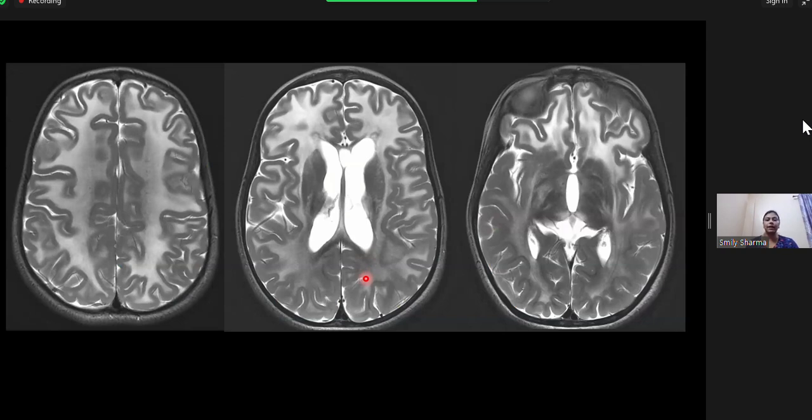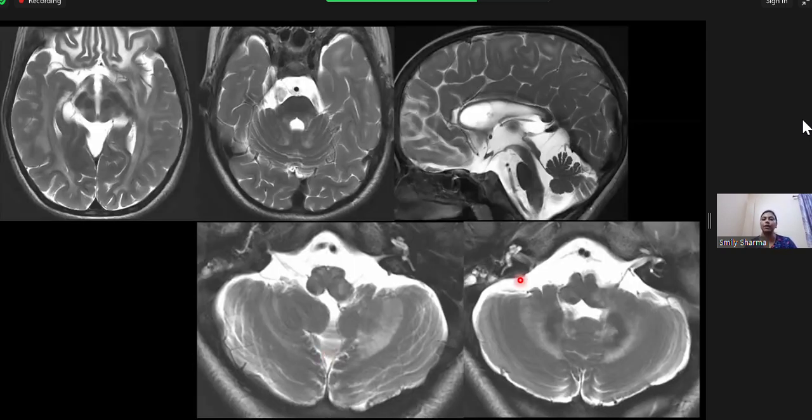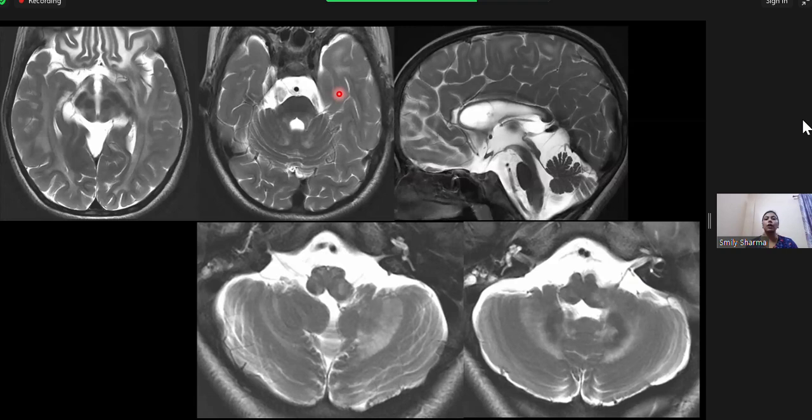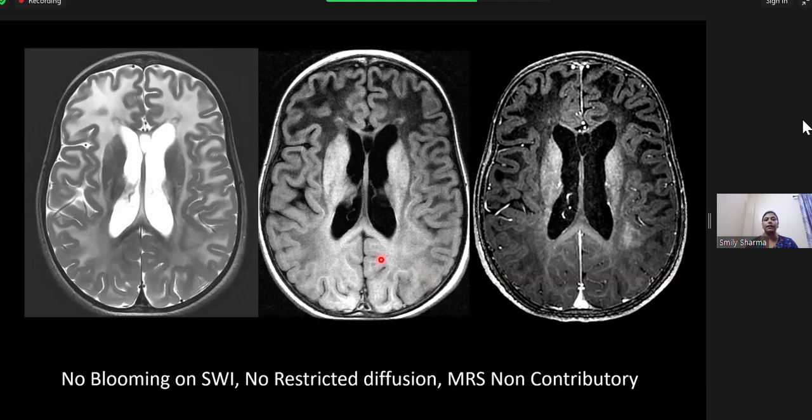So I'll just scroll, and if you want to answer, you can answer or you can tell your findings. So what we are seeing is white matter hyperintensity involving the entire cerebral hemisphere, but there is a certain pattern. And there is also involvement of gray matter structures. There's thinning of the corpus callosum. There is involvement of the brainstem.